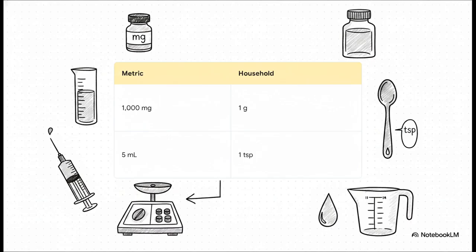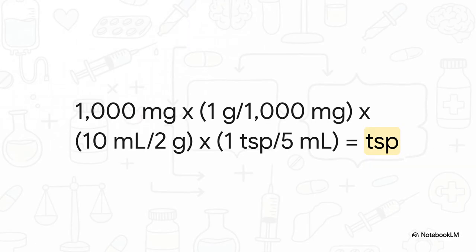We really have to step up our game here, because now we are crossing over from metric units into household units. First, we need to convert the ordered milligrams into grams just to match our bottle. Then we have to convert the milliliters from that bottle into those household teaspoons. So remember, 1,000 milligrams equals 1 gram, and crucially here, 5 milliliters equals 1 teaspoon.